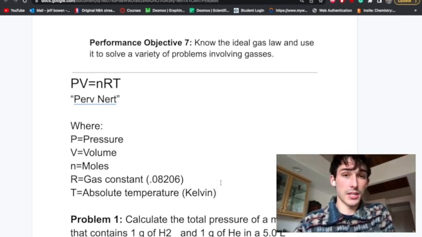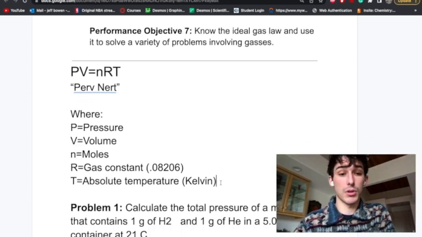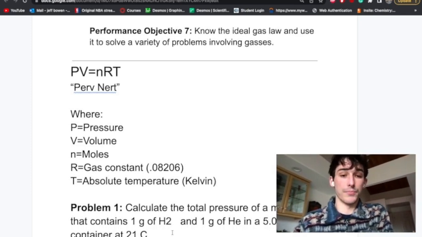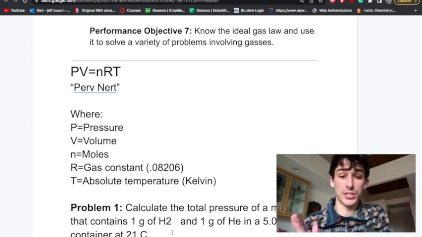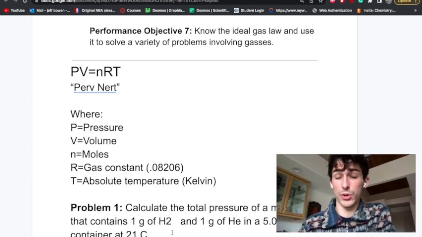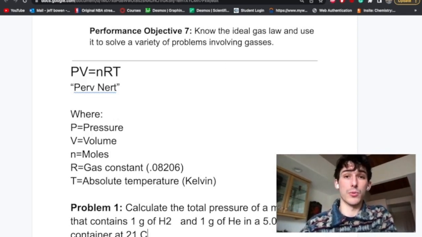We can use this handy little equation to solve for missing variables using basic algebra, such as in problem 1. Problem 1: calculate the total pressure of a mixture that contains 1 gram of hydrogen gas and 1 gram of helium gas in a 5-liter container that's at 21 degrees Celsius. Important to note that we're dealing with a mixture of gas, so we are going to have to calculate the partial pressures and sum them up using Dalton's law. So how do we do this?